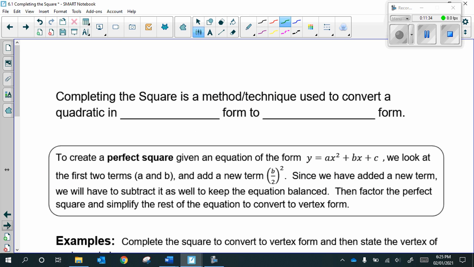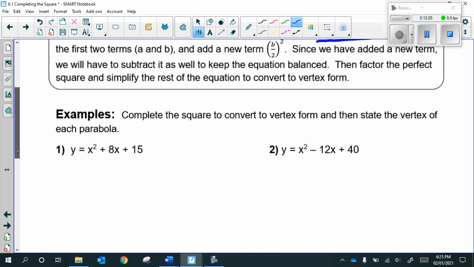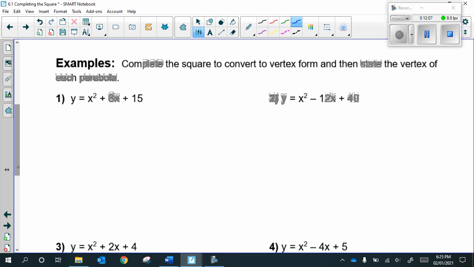Completing the square is a method or technique used to convert a quadratic in standard form to vertex form. To create a perfect square given an equation of the form y equals ax squared plus bx plus c, we look at the first two terms and add a new term, b divided by 2 squared. I'm going to go back over that once we do an example here, because that's really just going through the steps. So complete the square to convert to vertex form, and then state the vertex of each parabola.